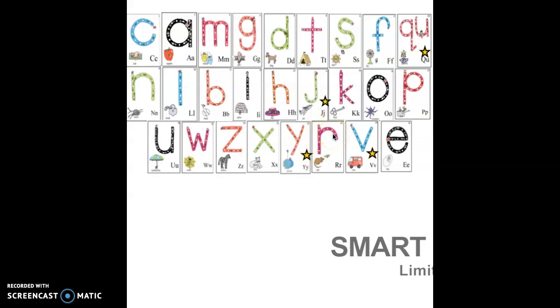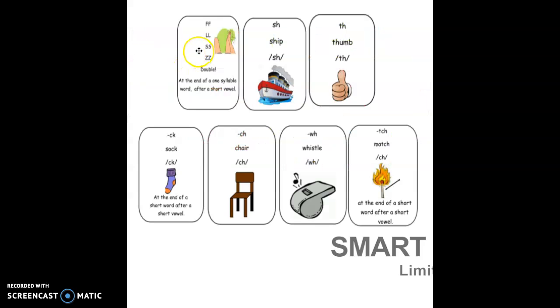R, rat, r. V, van, v. No English word ends in V. It is always followed by E. E, egg, e. F, L, S, D, double. At the end of a one-syllable word after a short vowel.